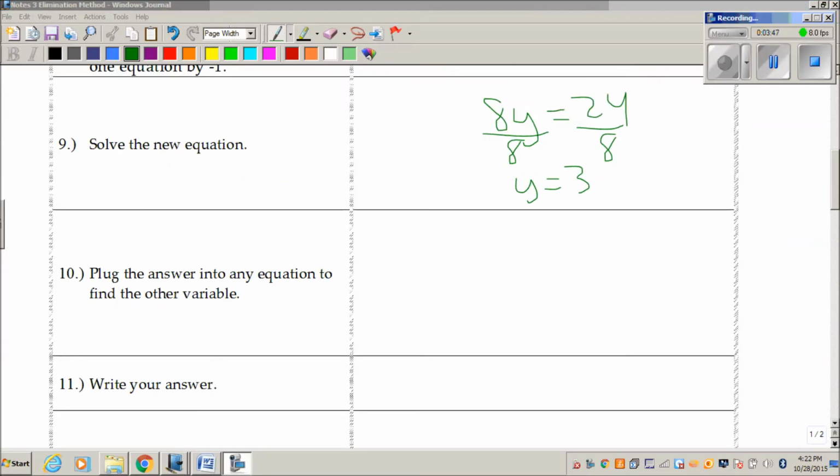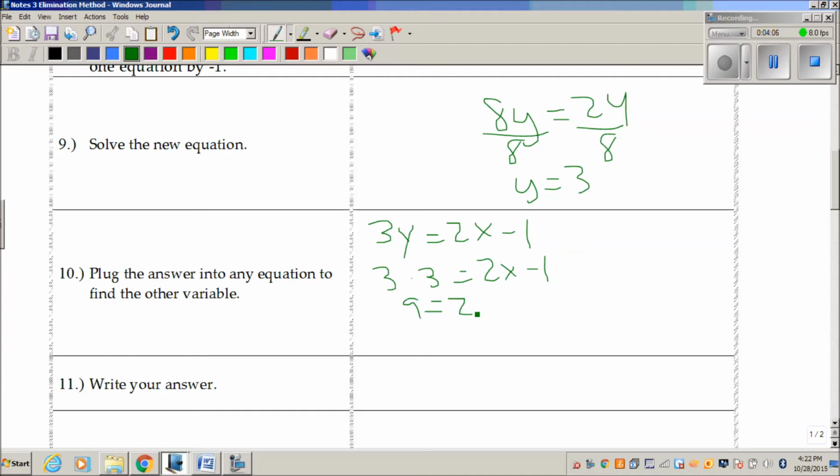Now that I know what y is, I simply substitute that into either equation. It doesn't make any difference. If I choose the equation 3y equals 2x minus 1, I simply substitute 3 in place of y. 3 times 3 equals 2x minus 1, and I solve. 9 equals 2x minus 1. I add 1 to both sides. I'm going to get 10 equals 2x. I divide both sides by 2. I'm going to get x equals 5.